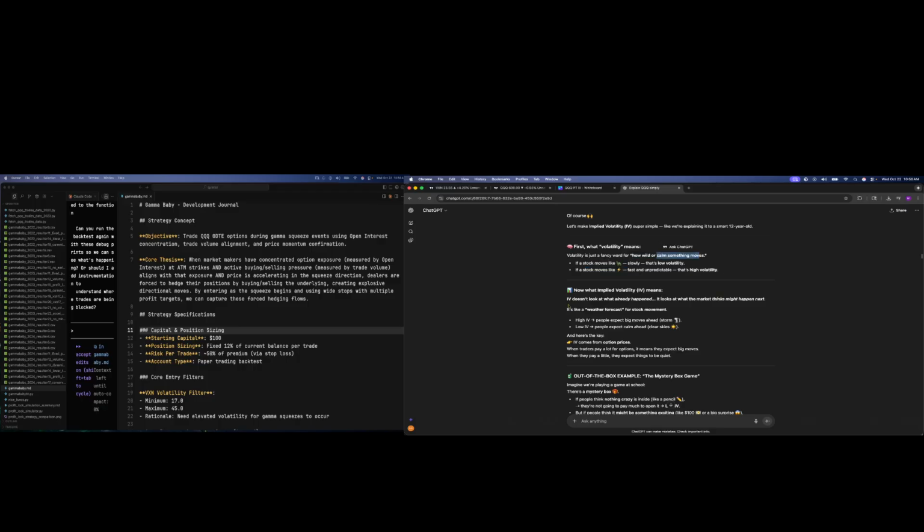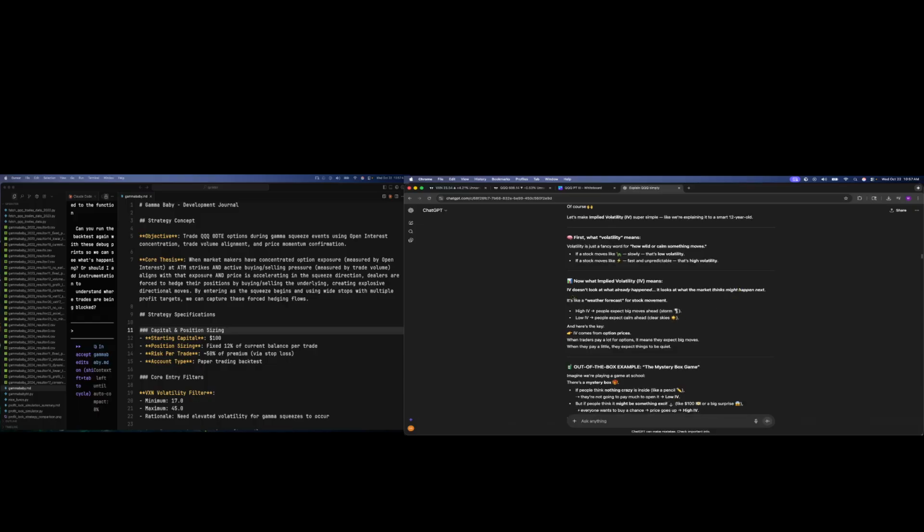Implied volatility doesn't care about what's already happened. Implied volatility cares about what might happen next. So implied volatility is like, scratching his head, yo, what's about to happen next? Whereas volatility is looking at what's going on right now in the market. So IV is like the weather forecast.